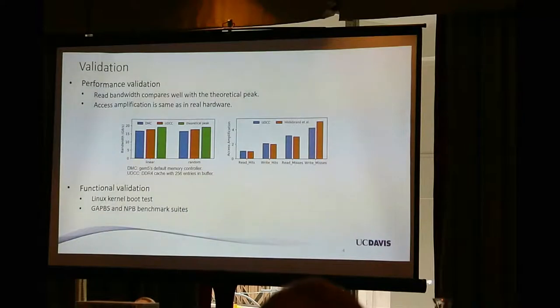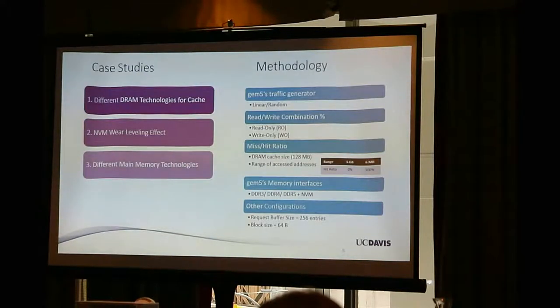We also have checked the functionality correctness of our model. For this purpose, we used gem5 full system simulation. We were able to successfully boot the Linux kernel on a system that had Ulysses as a memory controller. And we also have run GapBS as well as NAS parallel benchmark suites. Because we have limited time, I'm not going through the analysis of the results for these cases. In the next slides, we are going through a couple of case studies that we've done on our model.